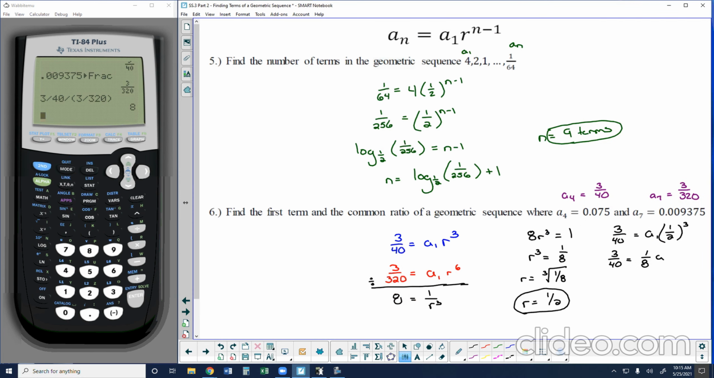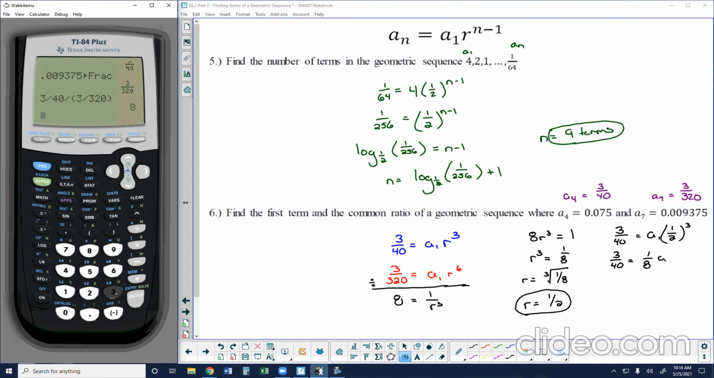And to get rid of that 1/8, I can multiply both sides by 8. So I would have 3 over 40 times 8. I can do that in my calculator. And I would get that my first term here, a sub 1, is either listed as 0.6 or 3 over 5.